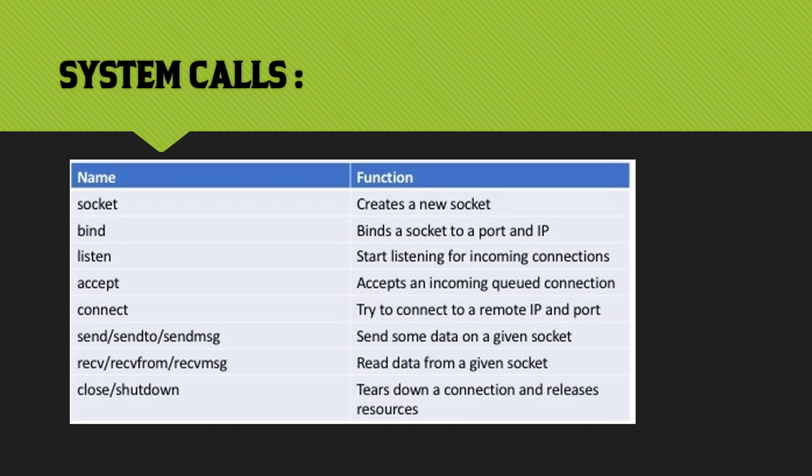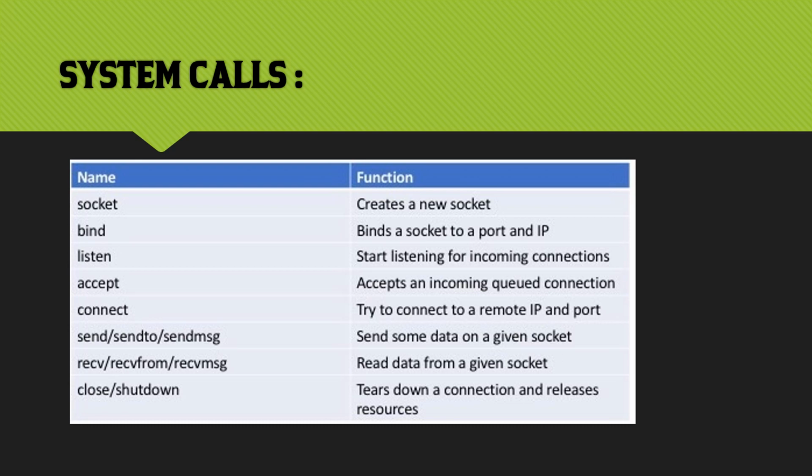Functions used: socket, bind, listen, accept, connect, sendto, recvfrom, and close or shutdown. So let's see what they are. The socket function is used for creating a new socket. The bind function assigns a local protocol address to a socket. The listen function converts an unconnected socket into a passive socket, indicating that the kernel should accept incoming connection requests directed to this socket.